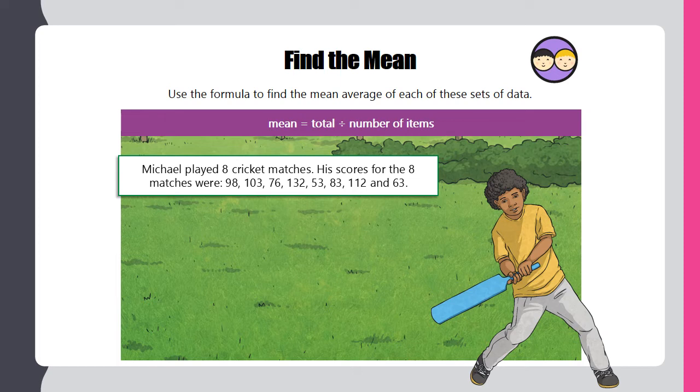Michael played 8 cricket matches. His scores for the 8 matches were 98, 103, 76, 132, 53, 83, 112 and 63. Now what do you think I'm going to ask you to do? That's right, have a go at finding the mean.